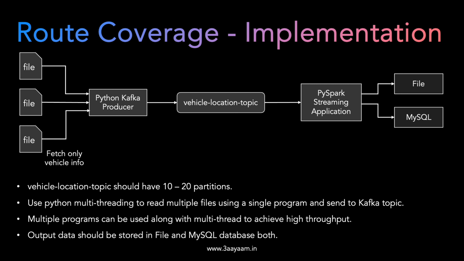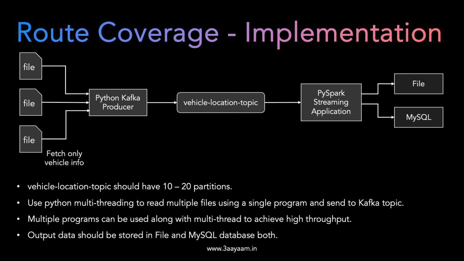In fact, you have to actually load to both file and MySQL database. The vehicle location topic should have 10 to 20 partitions. I would recommend that you use 20 partitions. And you have to use Python multi-threading to read multiple files using a single program and send to the Kafka topic. You can use, let's say, 5 threads in a single file. In that case, you'll have to run 10 programs, sorry, because there are 50 files. Or you can use 10 files in a single program. So you can read 10 files using Python multi-threading and send it to the vehicle location topic. So if you're reading 10 files, you'll have to execute 5 programs at the same time.